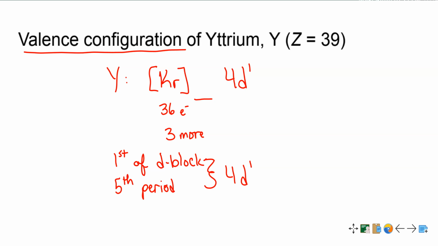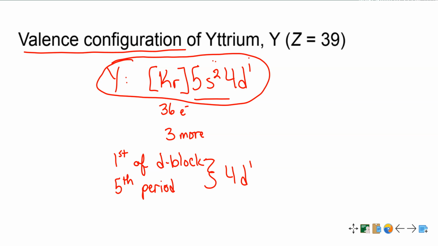So now it comes down to figuring out what's in the middle there. Well, when we look at our periodic table, we notice that I have to go through the s block in the 5th period. So since I'm going through the s block, I know that it's going to be filled. Now to determine which s block it is: since it's in the 5th period, it is 5s. And that accounts for my 3 extra electrons left over. So that is my valence configuration for yttrium.